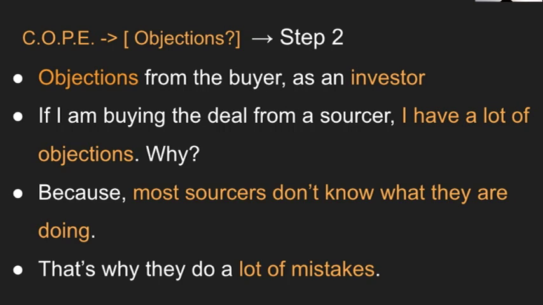Because as I'm buying the deal from a source, I have a lot of rejections. Why do I have a lot of rejections or even a lot of objections? I might reject the deal, of course, based on what I see in the data, on the research you've done. Because, as we know, most sources have no clue what they're doing. They don't have enough education, and they make a lot of mistakes in the beginning.